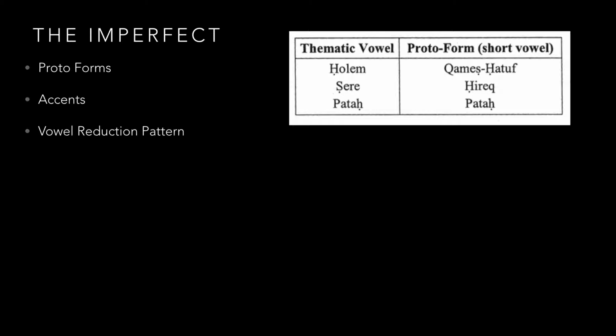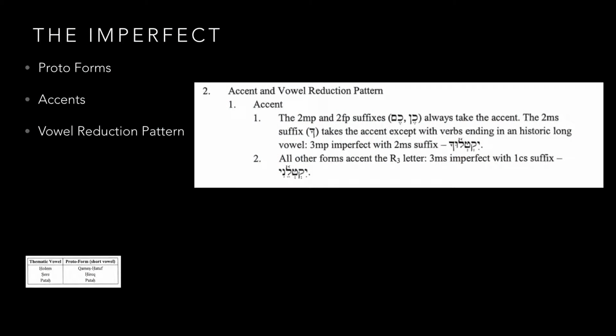So there's your protoforms. We're going to simply go back to proto in this case by shortening the non-historic long vowels. As it relates to the accents, the heavy endings, 2MP, 2FP, and also the 2MS, are going to pull the accent to the end of the word, except in that one instance where we have a historic long vowel at the end. The R3 will still be accented there. So heavy endings pull the accent. All other forms are going to accent the R3. Keep that in mind as you're working through these.